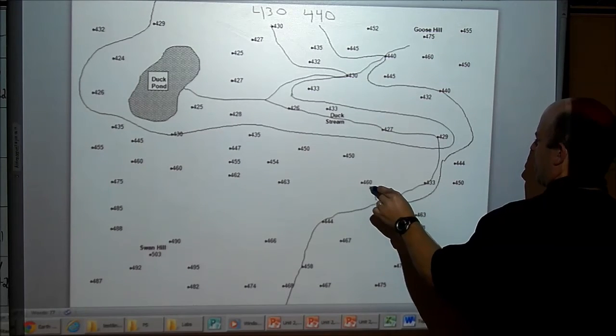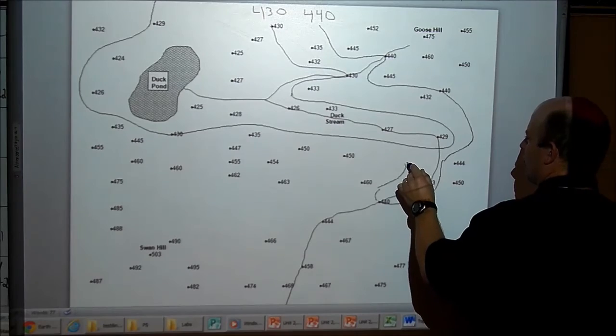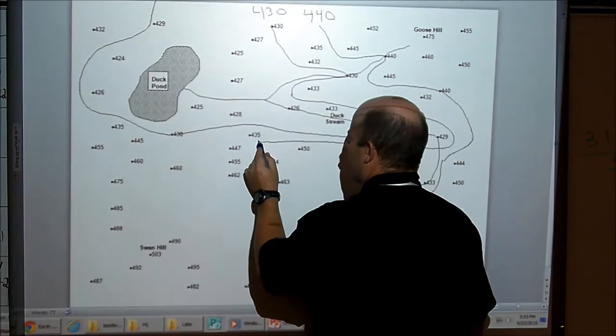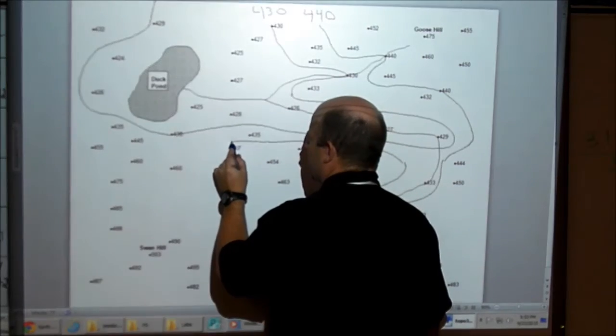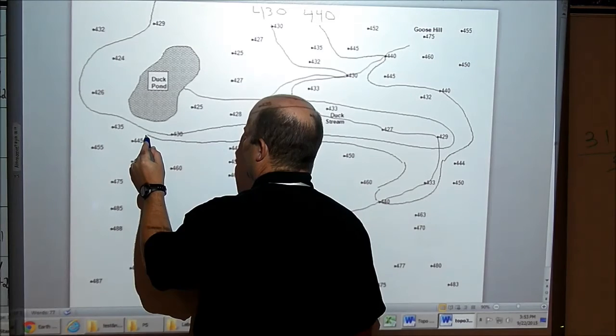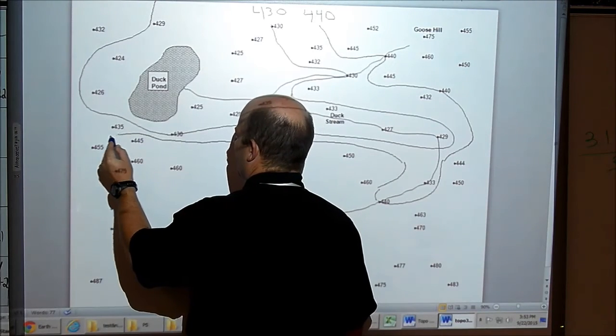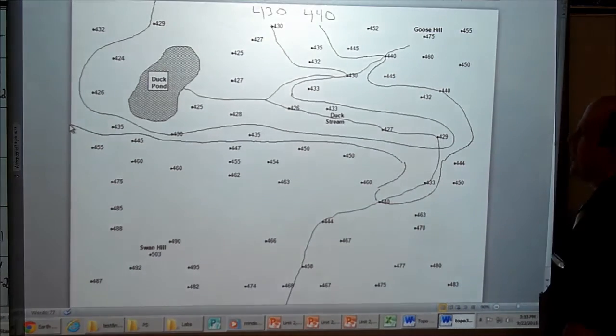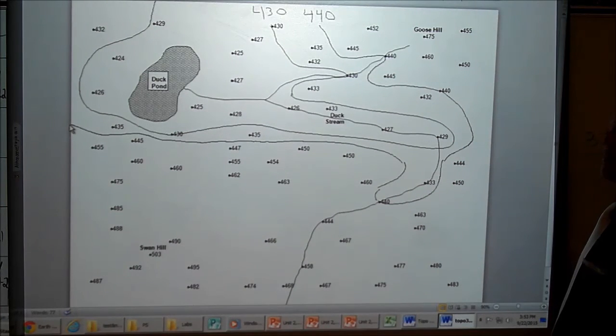Now I can curve back because 460 is high. So it's 450, 450. But there's a 440 in between 435 and 447. So I got to be in between those numbers. And there's going to be a 440 in between 445 and 430. And there's going to be a 440 in between this one. And I can now finally go off the page. So that's my 440 line.